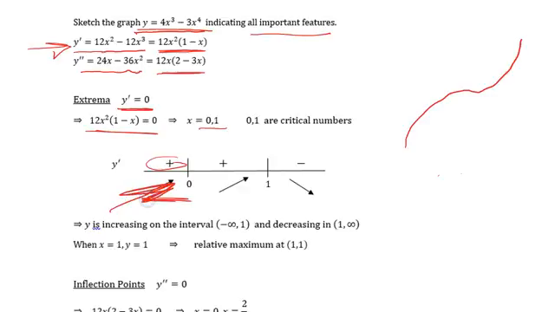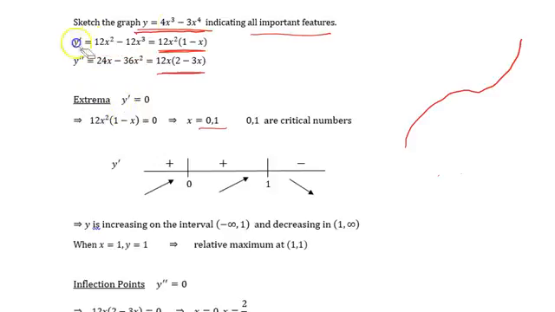Y is increasing. Then you take a number between 0 and 1, say a half. Again, plug it into the first derivative. Check the sign, and it's positive. And likewise, for x greater than 1, you take a number greater than 1, say 2, plug it in, and the interval here is going to be negative. Let's erase this, make it a bit neater.